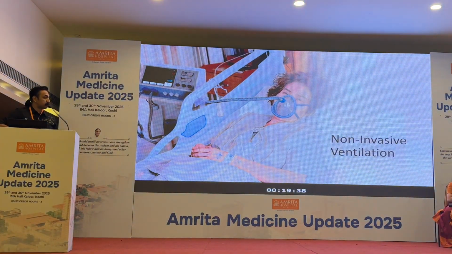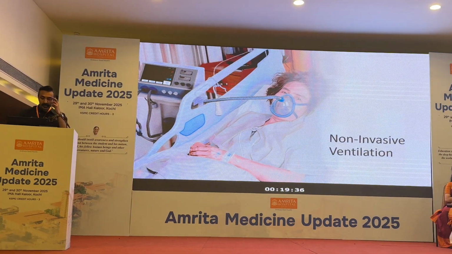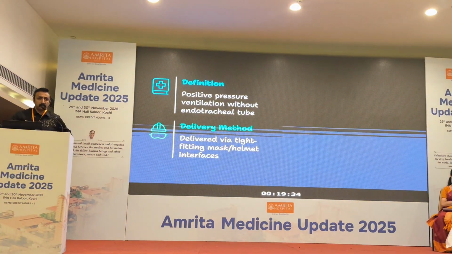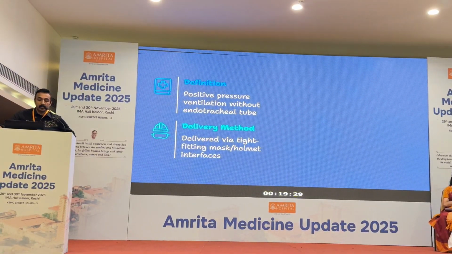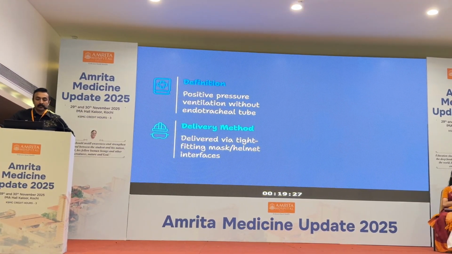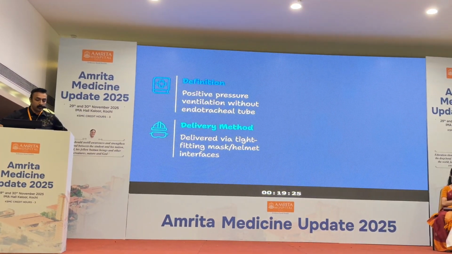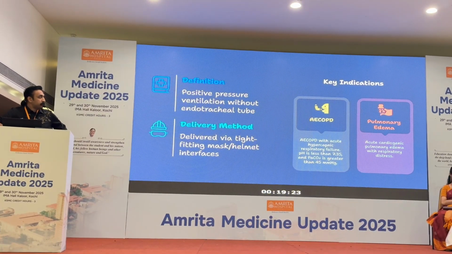Now what's this? Your non-invasive ventilation. I think we'll spend some time on non-invasive ventilation. So here, this is a positive pressure ventilation without an endotracheal tube, and it's delivered via a tight fitting mask or helmet interfaces. So we will go through the various interfaces later.